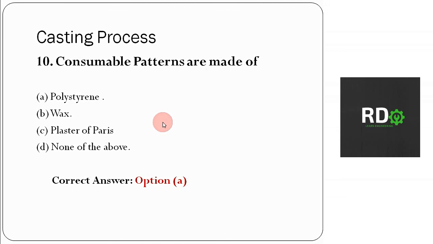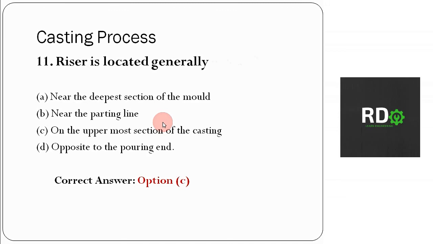Consumable patterns are made of: A, polystyrene; B, wax; C, plaster of Paris; D, none of the above. Consumable patterns are those that actually get consumed while the casting process is on. So for this, option A, polystyrene, is used for consumable patterns. Next, question number 11.